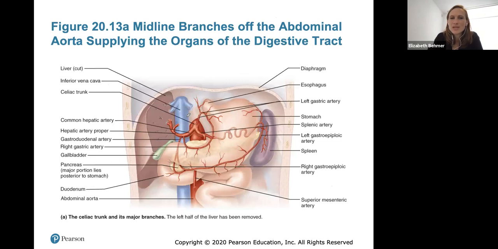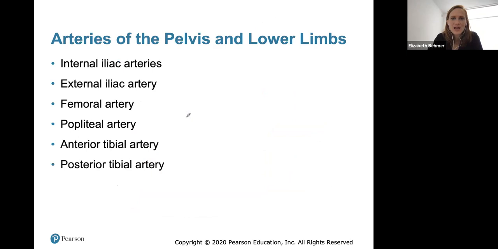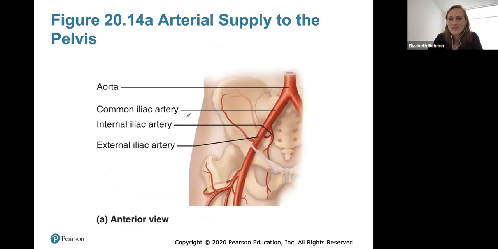Here are branches of the abdominal aorta that supply the organs of the digestive tract, and more branches that supply the organs of your digestive tract, the large colon, arteries of the pelvis and lower limb. This is important to know because this is a lab question as well. So we have the descending aorta bringing blood down, and it will split into common iliac arteries down the legs.